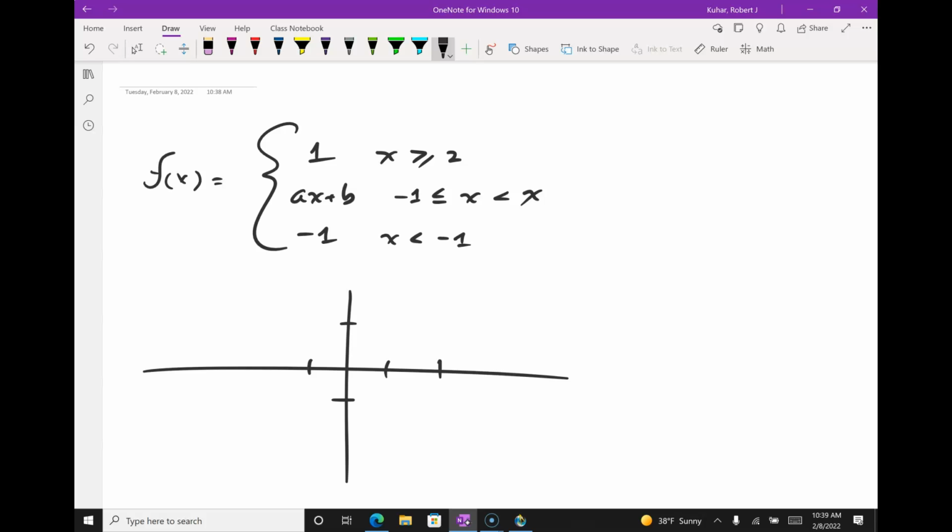At -1, I've got a height of -1 and it's exclusive, right? There's an open hole there. Yes, you with me? At 2, it's inclusive and a height of 1, right? So this is kind of y1, y2, y3, right? So this is y1, this is y3, yes? And what do I want to do? I want to connect them. And what am I connecting them with? Well, y equals mx plus b. And obviously it will connect, right?